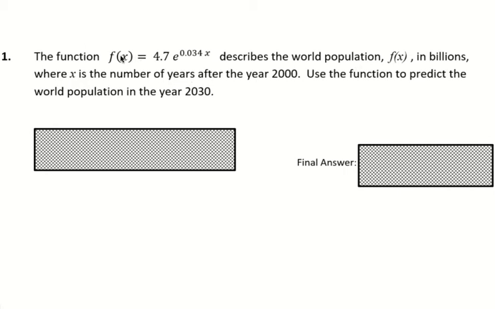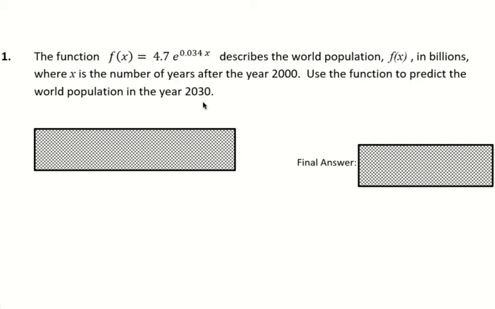So f of x represents the world population in billions, and x is the number of years after the year 2000. How many years it's been since 2000. And so it really just boils down to like an evaluation type thing. We're evaluating a function because they go on to give you a year.